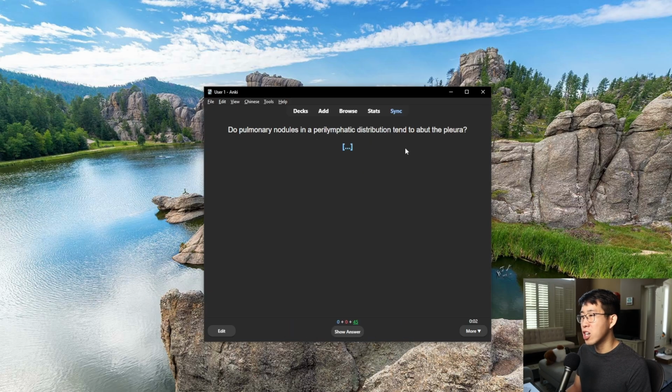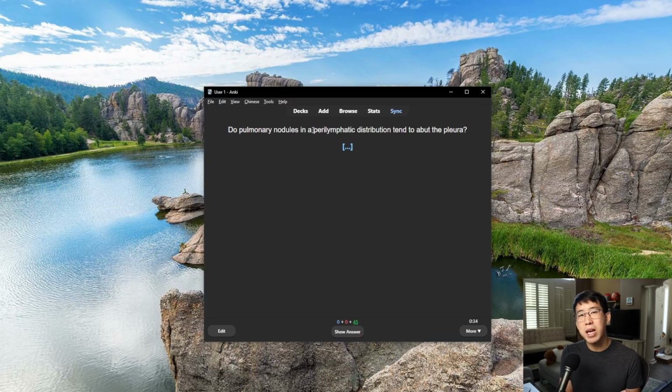Do pulmonary nodules in a perilymphatic distribution tend to abut the pleura? The answer is yes. So if you ever see nodules that are abutting the pleura, you can tell that this may have been a lymphangitic kind of spread, and that differential will narrow you down a lot of times to malignancy versus sometimes some kind of infiltrative disease like sarcoidosis.